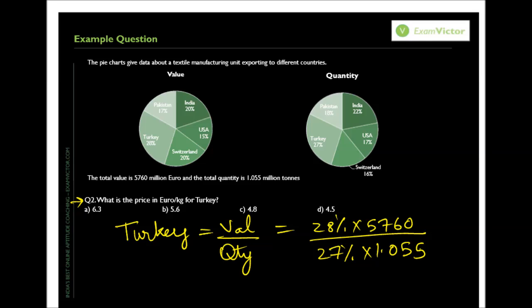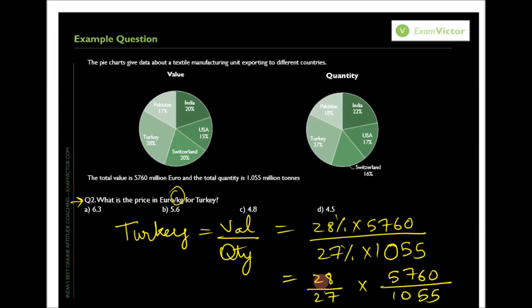Guys, this is not an easy calculation to make, and it's not even 1.055. They want it in euros per kg, not thousands of kg. So it's actually 1055, not 1.055. So this doesn't make life much easier, honestly. 28 by 27 into 5760 over 1055. Luckily, we can look at the choices, and when we look at the choices, we see that life is actually much simpler.